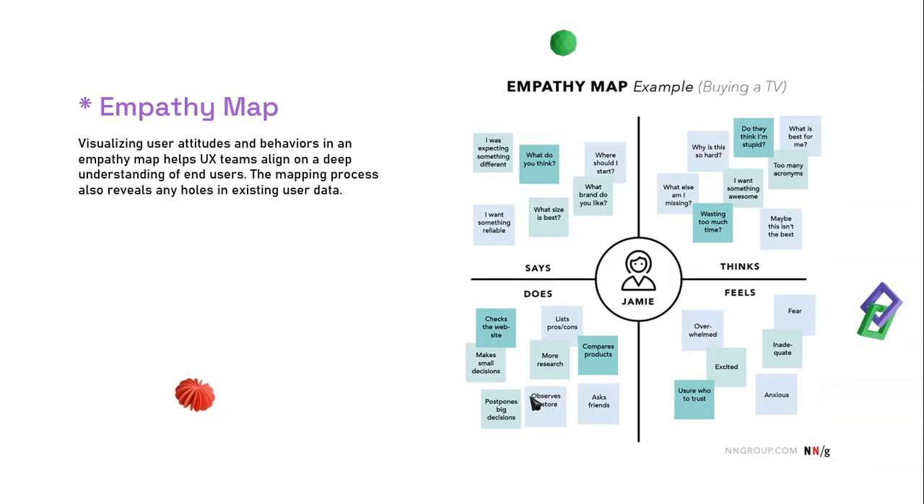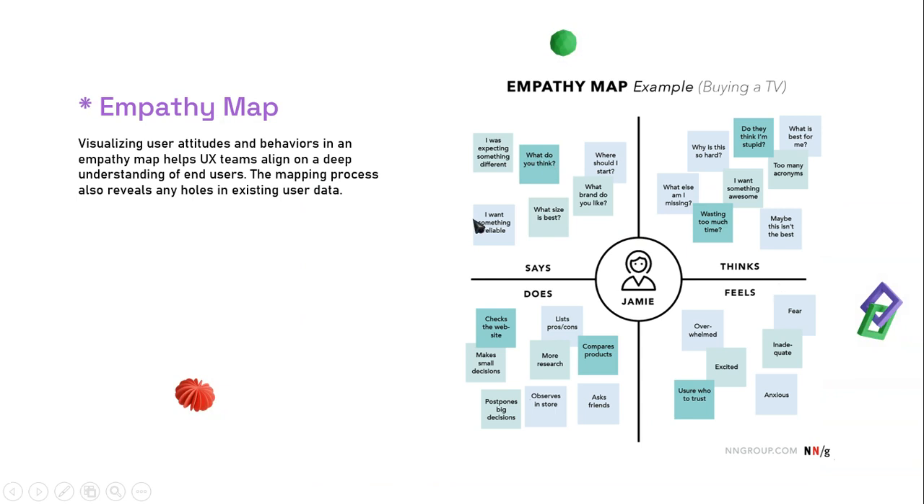Now let's move on. After creating a user persona, it helps to create an empathy map. Visualizing user attitudes and behaviors in an empathy map helps the user experience team align on a deep understanding of end users. The mapping process also reveals any holes in existing user data. This empathy map helps you characterize what your users say, what they think, what they do, and how they feel.